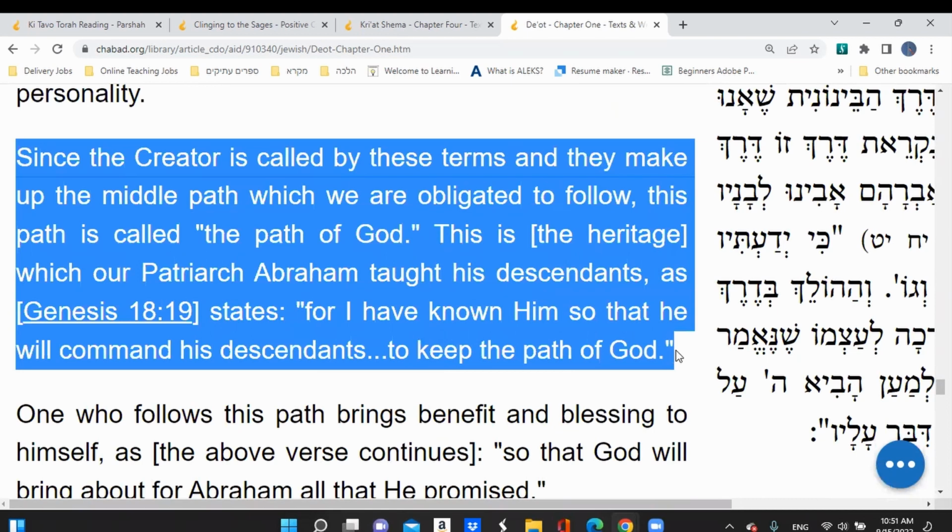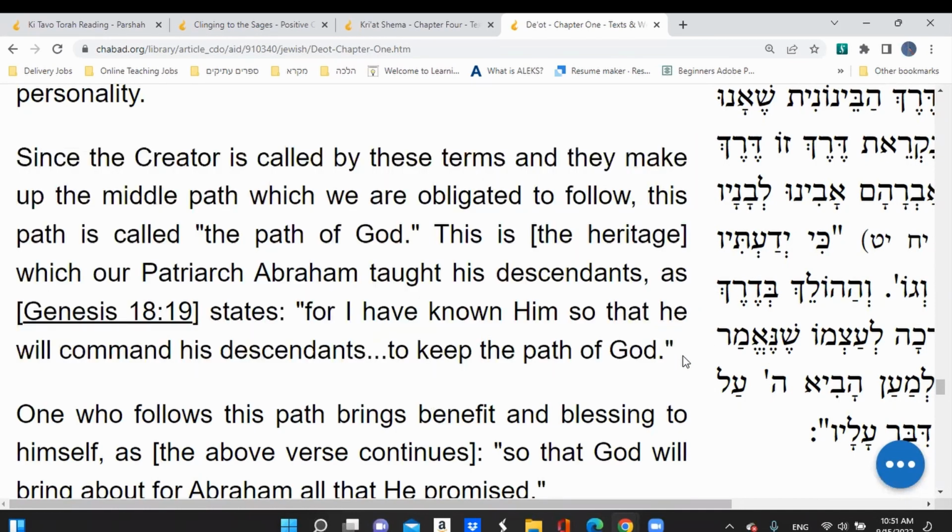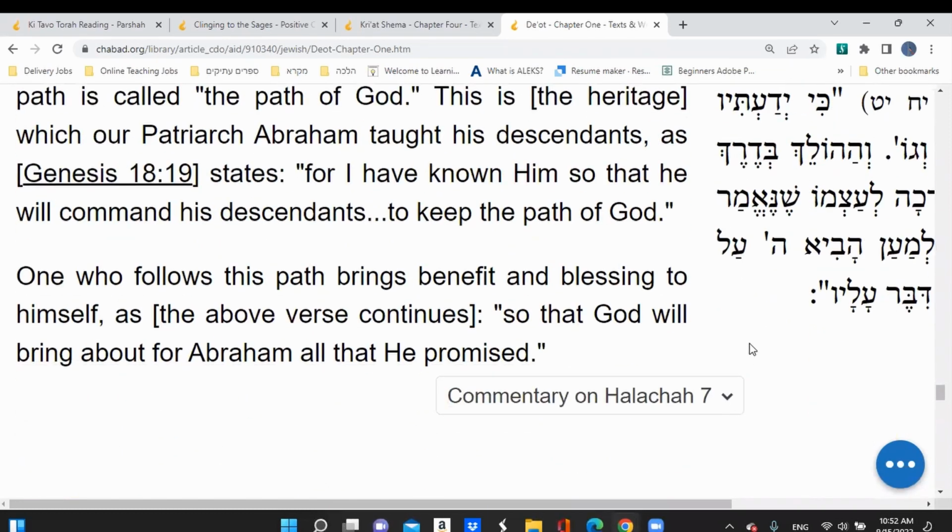Anybody else would like to read? Yes. Since the Creator is called by these terms and they are based upon the middle path, which we are obligated to follow, this path is called the path of God. This is the heritage which our patriarch Abraham taught his descendants, as Genesis 18:19 states, "For I have known him so that he will command his descendants to keep the path of God." One who follows the path brings benefit and blessings to himself, as the verse continues, so that God will bring about for Abraham all that he promised.